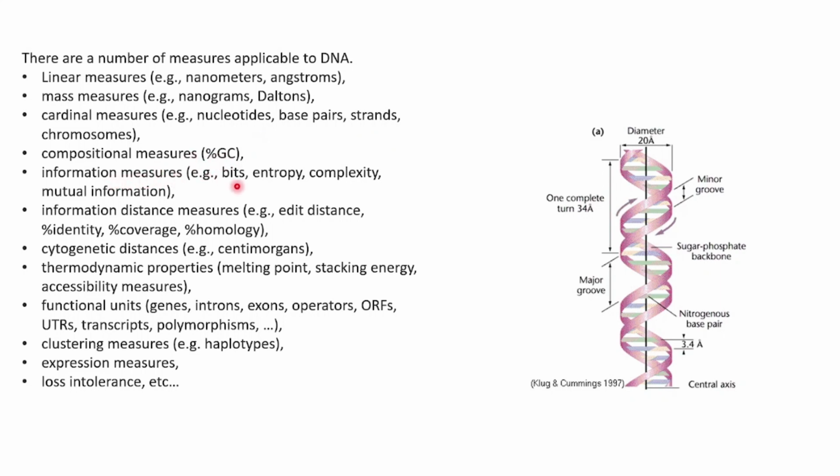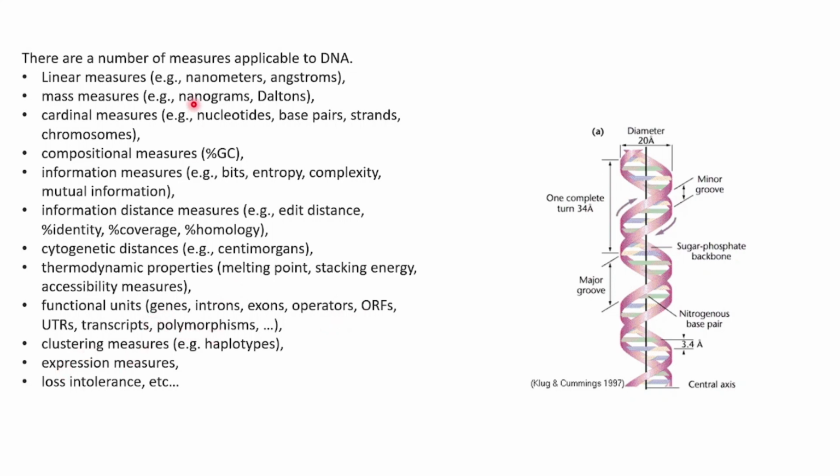The information measures are bits, entropy, complexity. Then these are some of the cytogenetic distances also, we say centimorgans. It's a very popular unit also. Thermodynamic properties, these are not exactly units, these are properties, like melting point and stacking energy. Then we have functional units. We know about genes, the introns, which are the sequences between the exons, not really required. Then the exons, we have the operator sequences, ORFs, transcripts, etc.